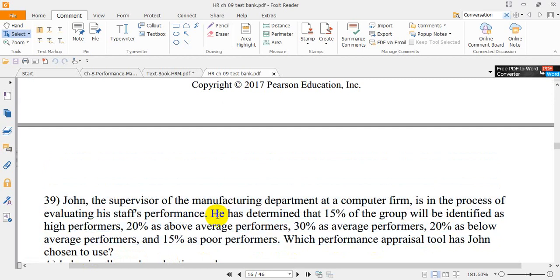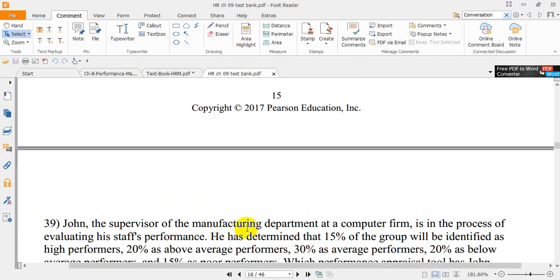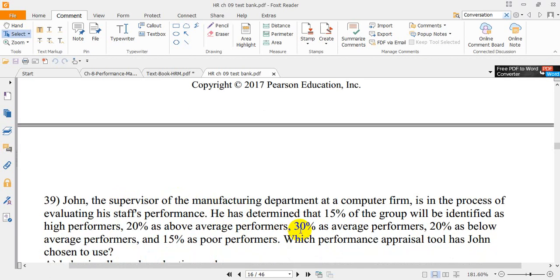According to this method, the supervisor or the employer predetermines the percentage and then evaluates each employee and allocates them to a category. These categories are high performers, above average performance, average performance, below average performance, and poor performance. These are 5 categories and percentages.